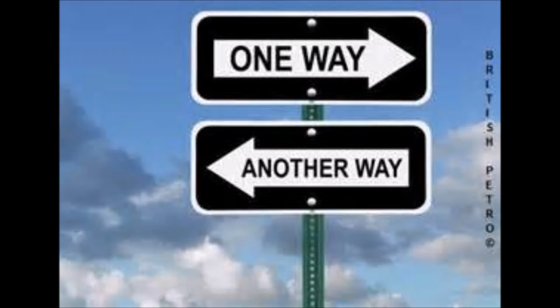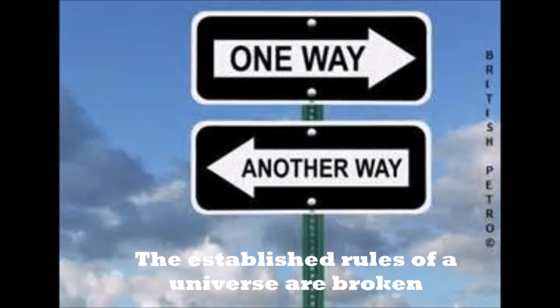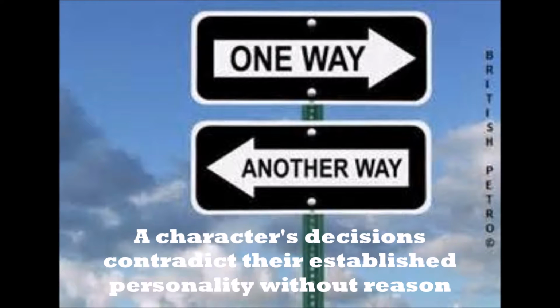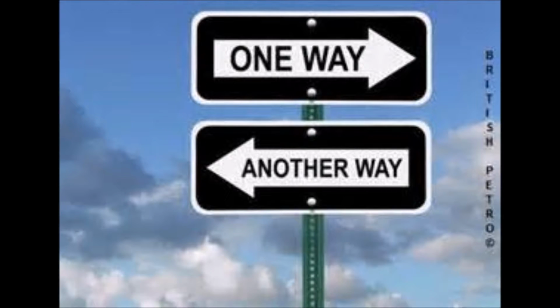Let's move on to the second element of bad writing, which is inconsistent writing. When a story is inconsistent, this means that the established rules of a universe are broken, or a character's decisions contradict their established personality. Inconsistent writing is very similar to confusing writing in that they both have to do with the reasons behind actions and decisions. But whereas confusing writing means we are not given a reason, inconsistent writing means that the reason we are given contradicts established rules.